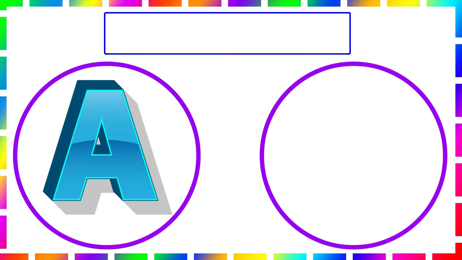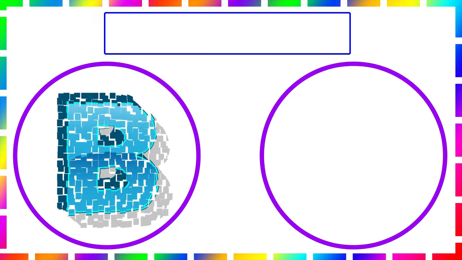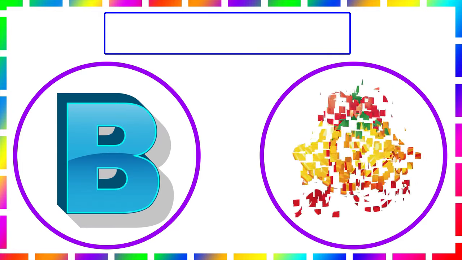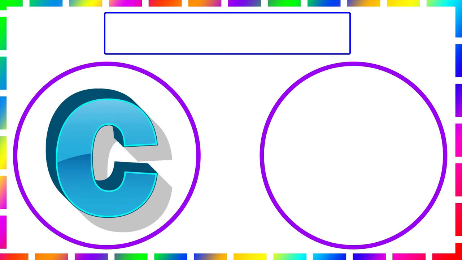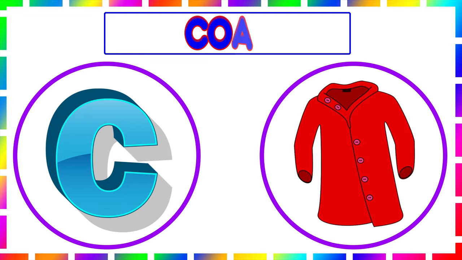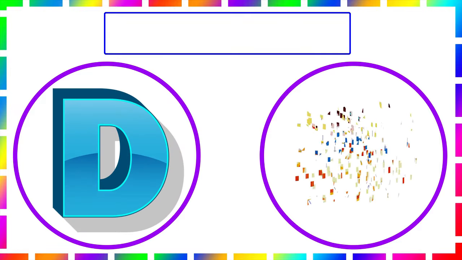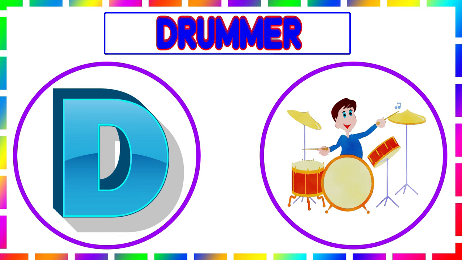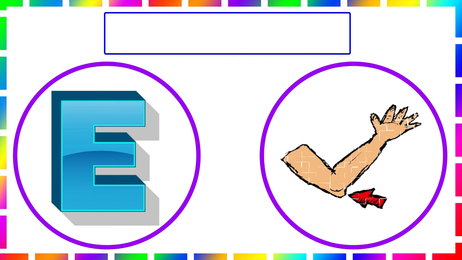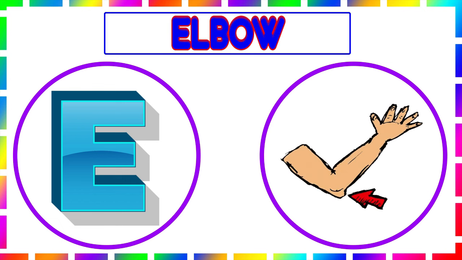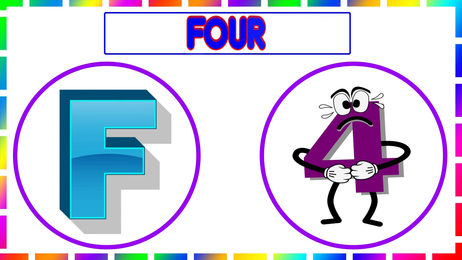A. A for apron. B. B for belt. C. C for coat. D. D for drummer. E. E for elbow. F. F for four.